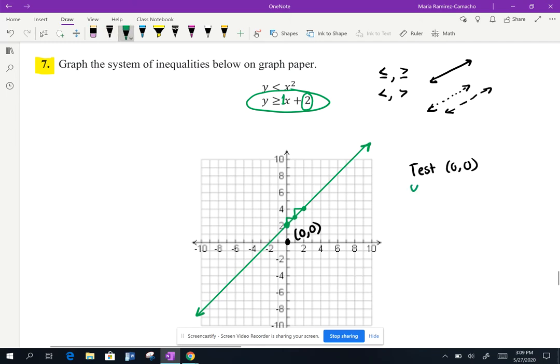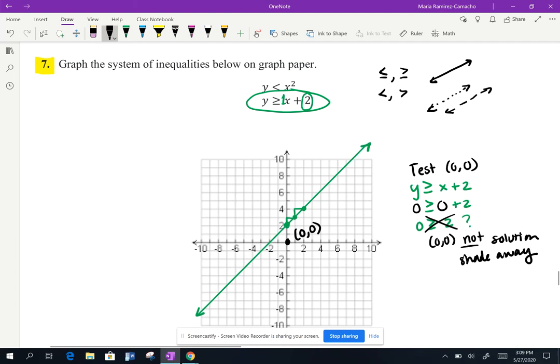I'm going to copy down that inequality, plug in 0 for x and 0 for y. Let's see. Is 0 greater than or equal to 2? It is not. So 0, 0 is not a solution. So we're going to shade away. Not shade towards 0, 0, shade away. So that means instead of shading down below, we are going to shade up above. So like this.